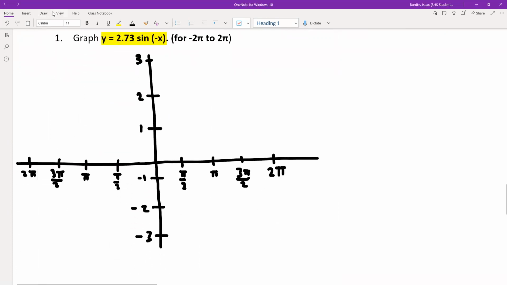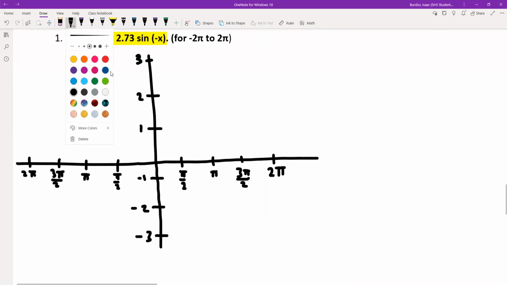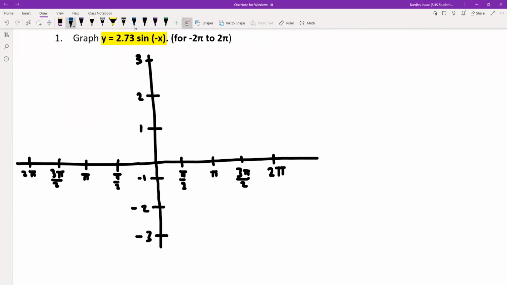So let's graph this. I hope this doesn't freeze up, because sometimes it does when I try to draw on the computer. We're trying to graph 2.73 sine of negative x. So we have two transformations. We have 2.73, and that happens to be the amplitude. So amplitude is 2.73. And then we have a negative right here, but the negative is really a -1. So the period would be 2 pi over -1. But you have to do the absolute value, so it's really just 2 pi.